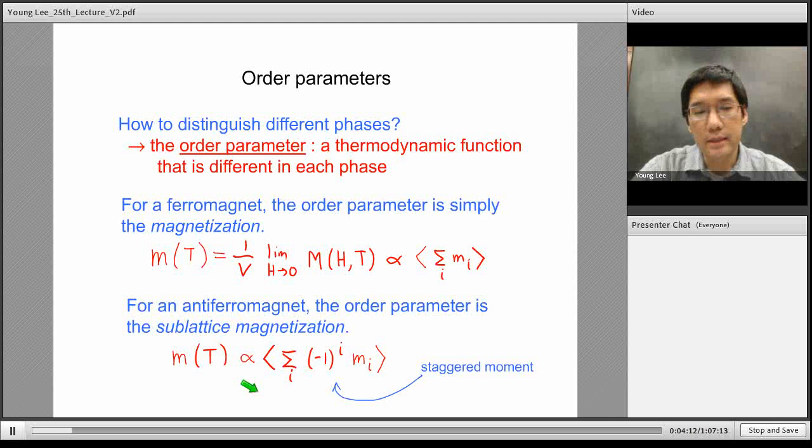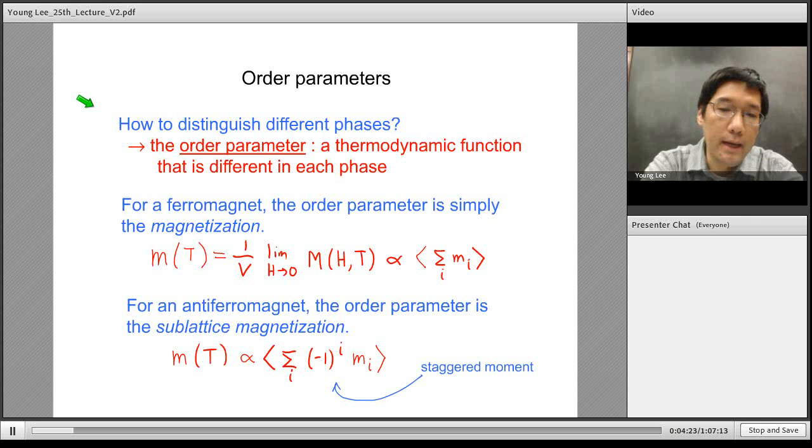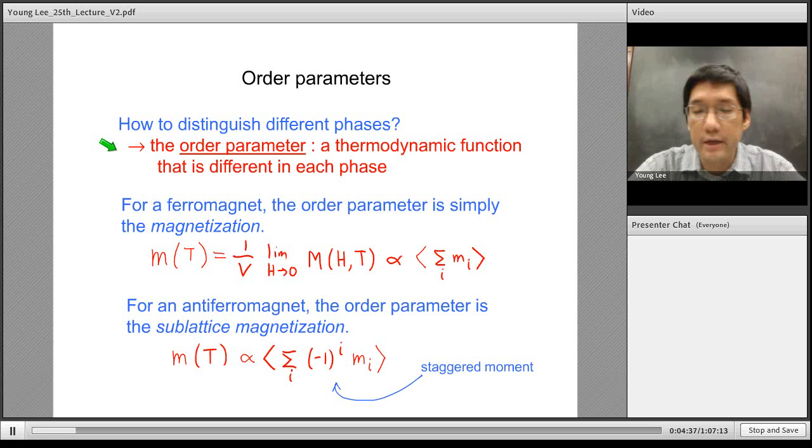So that brings up this idea of an order parameter. And this is part of the answer to the question how to distinguish different phases. And the way to distinguish different phases in these conventional phase transitions is with an order parameter, which is just a thermodynamic function that is different in each phase. And in fact, typically at high temperatures above Tc, this order parameter has a value of 0, and then below Tc, it becomes non-zero. So that's a clearly different value for that function in each phase.